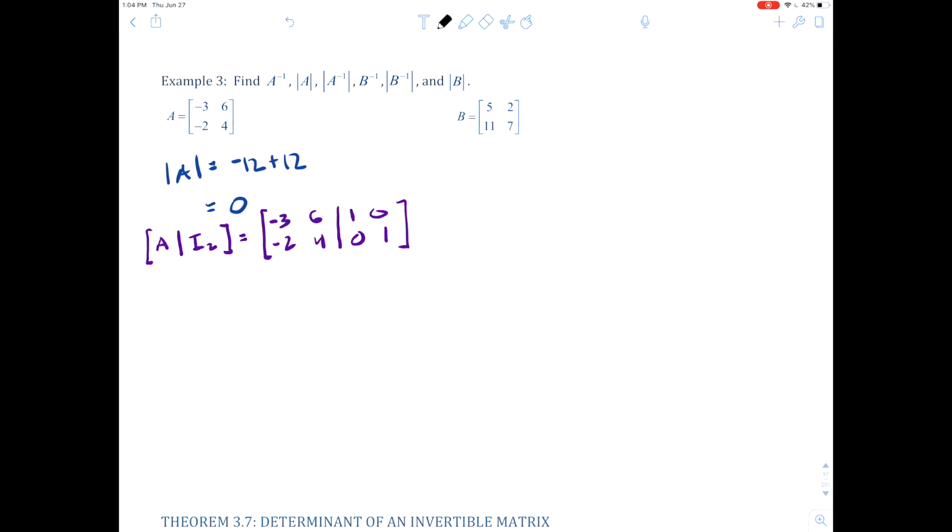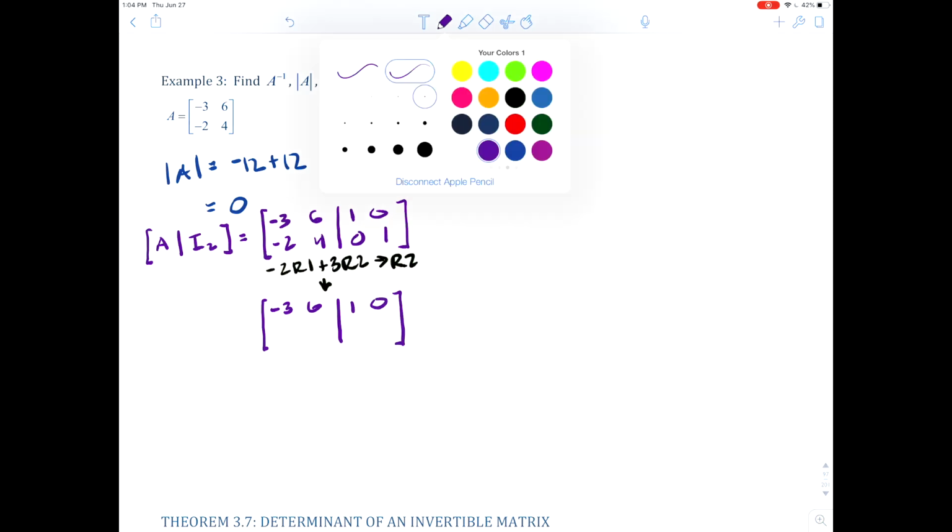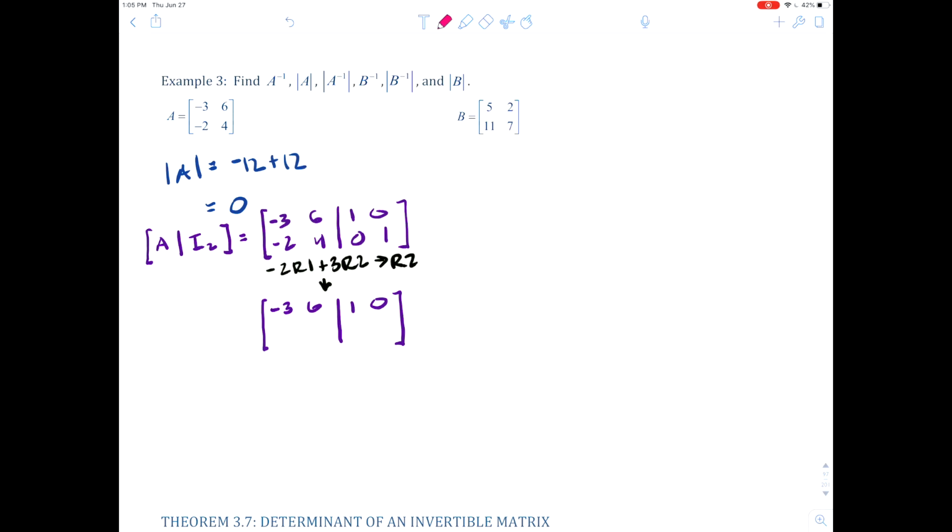If I do negative 2 row 1 plus 3 row 2 for a new row 2, let's see what happens. So our first row isn't going to change. Our second row is going to be what? Well, we'll have 6 minus 6 is 0. That would be negative 12 plus 12 is 0. And then we would have negative 2 and 3. What do you think about that?